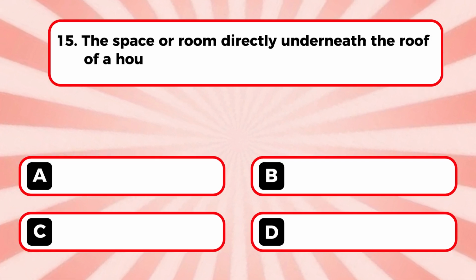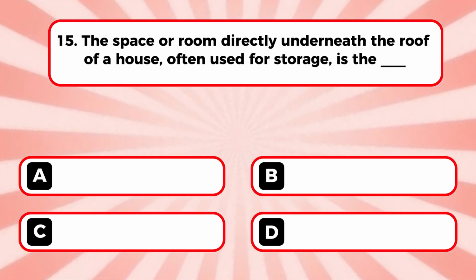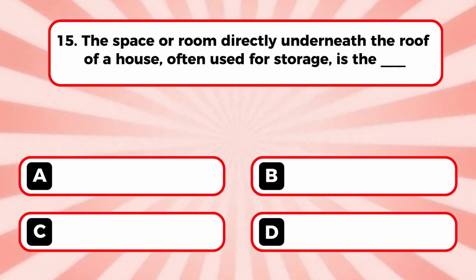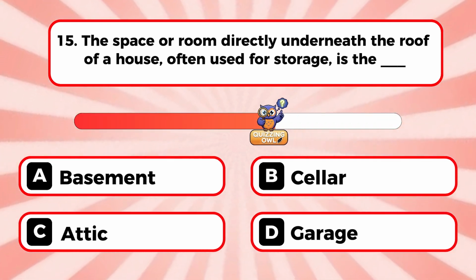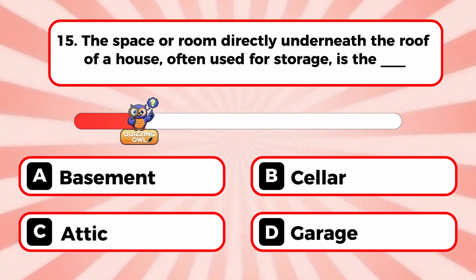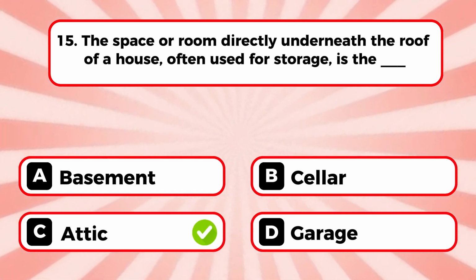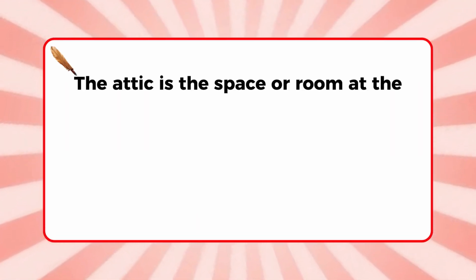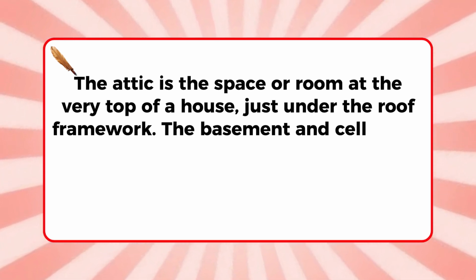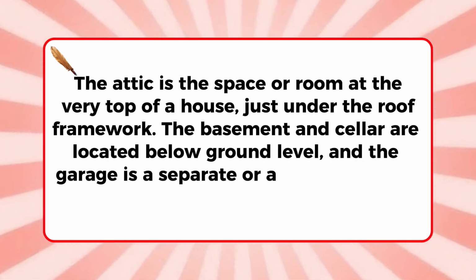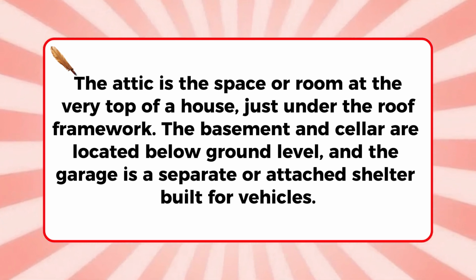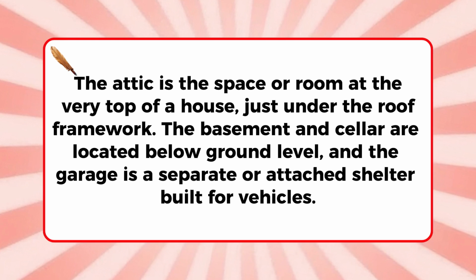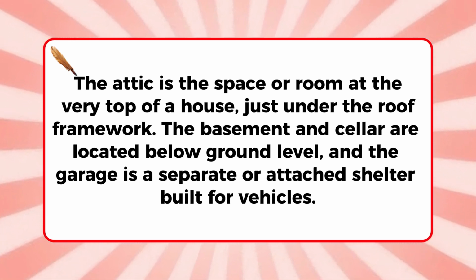15. The space or room directly underneath the roof of a house, often used for storage, is the attic. The attic is the space or room at the very top of a house, just under the roof framework. The basement and cellar are located below ground level. And the garage is a separate or attached shelter built for vehicles.